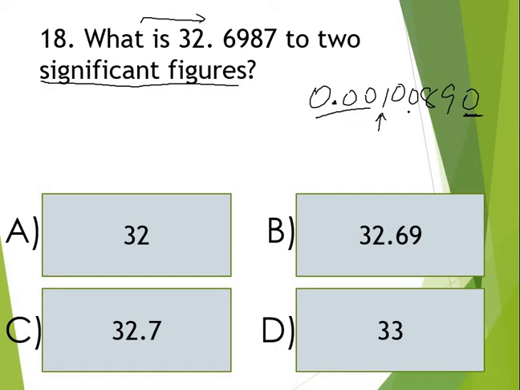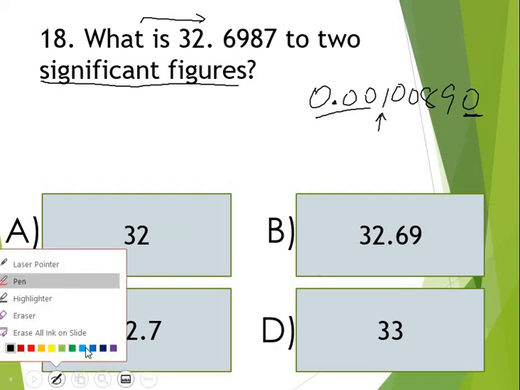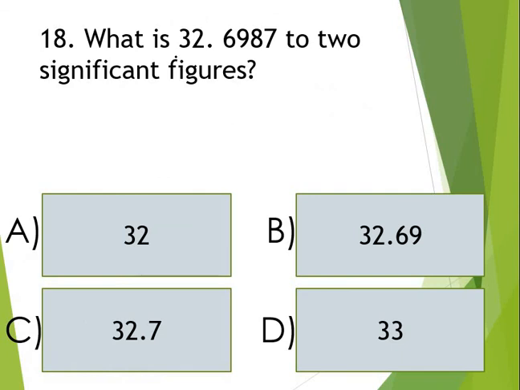Zeros in between non-zero digits are significant themselves. So we have these two zeros between 1 and 8, so they are significant. Counting, we have 1, 2, 3, 4, 5, 6 significant figures. All right, but let's look at the question at hand. We have 32.6987 to two significant figures.